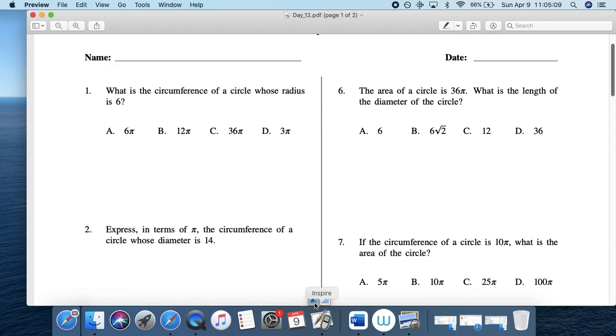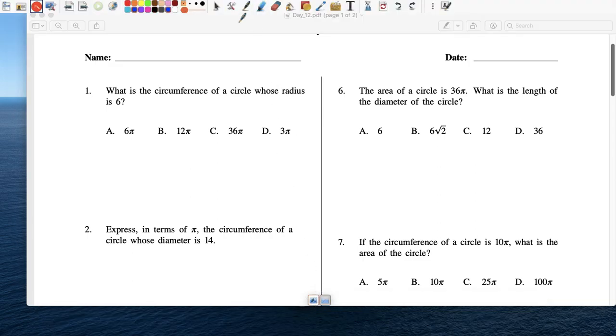Day 12. What's the circumference of a circle with a radius? So here's my circle. My radius is 6, which means my diameter is 12, right? And the circumference is what I want.